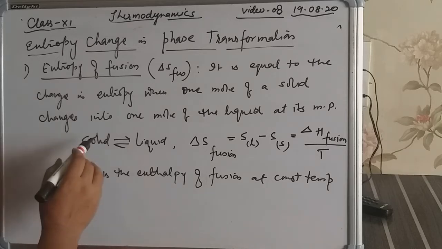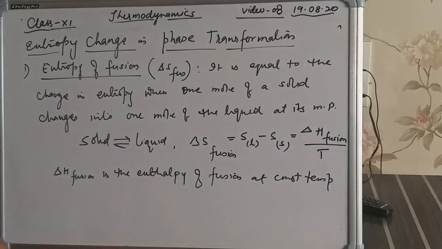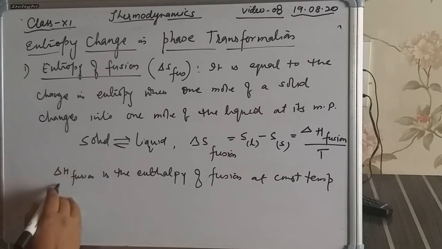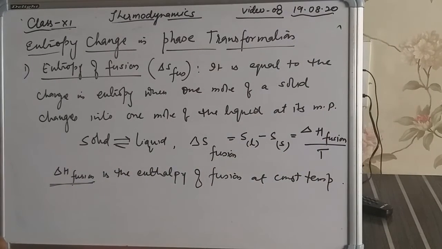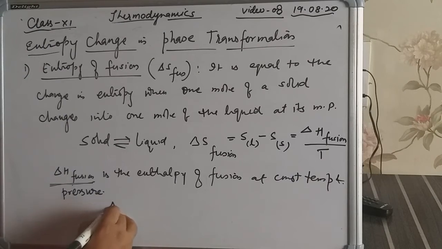Because we know that when a solid changes into liquid, the temperature does not increase, because the latent heat is used to overcome the forces of attraction between the molecules of the solid. So this happens at constant temperature. So delta H fusion is the enthalpy of fusion at constant temperature and pressure.